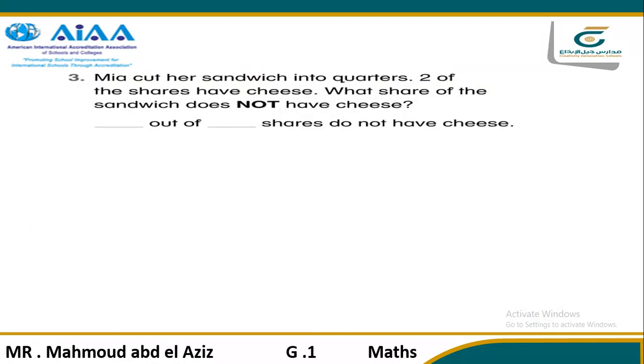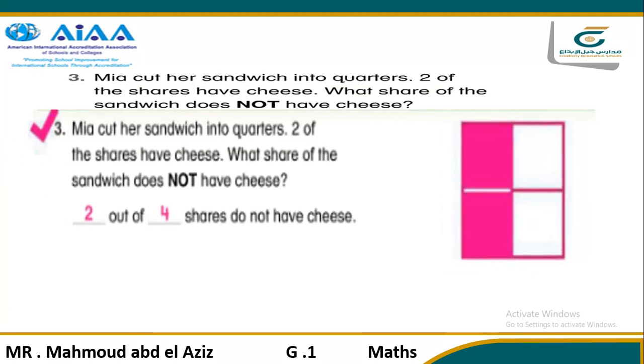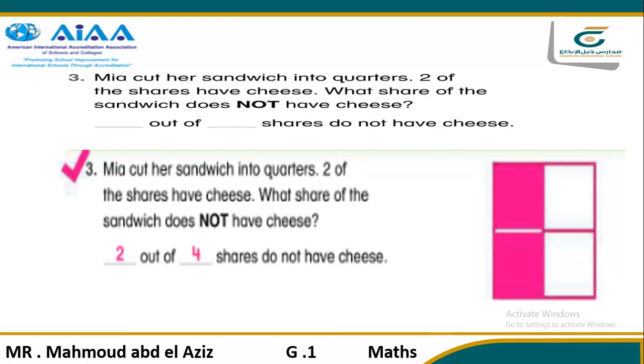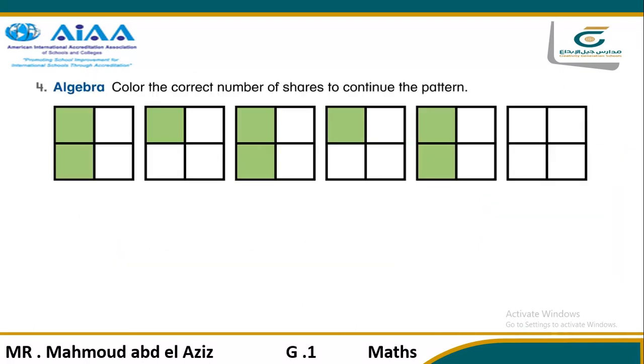Another question. Maya cuts her sandwich into quarters. Two of the shares have cheese. What share of the sandwich doesn't have cheese? Again, we have here 4 equal parts. Why? Because Maya cut her sandwich into quarters. Two of the shares have cheese, so we will write here 2 out of 4. 2 out of 4 shares don't have cheese.